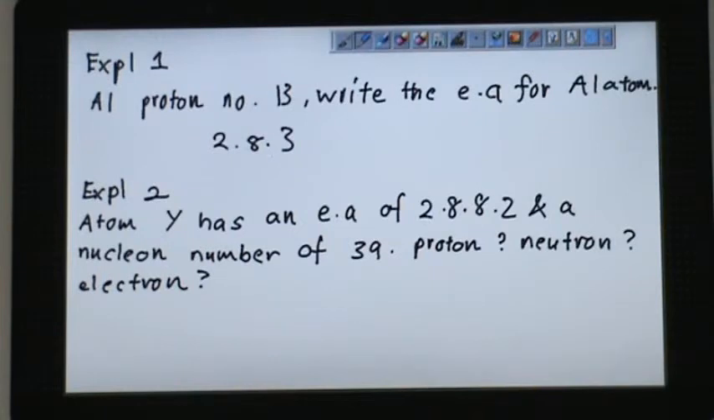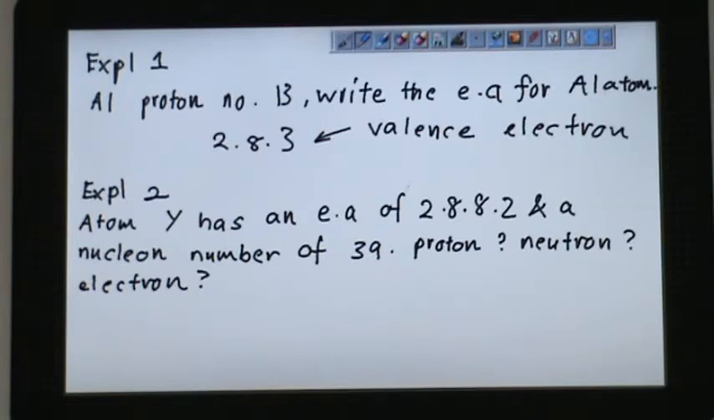So how do we know that? Because we know the first orbital should be occupied with 2 electrons, and the next orbital should be 8, which is a full orbital, and then 3 is the leftovers. So this 3 is the valence electron, the number of valence electrons, the number of outermost electrons.